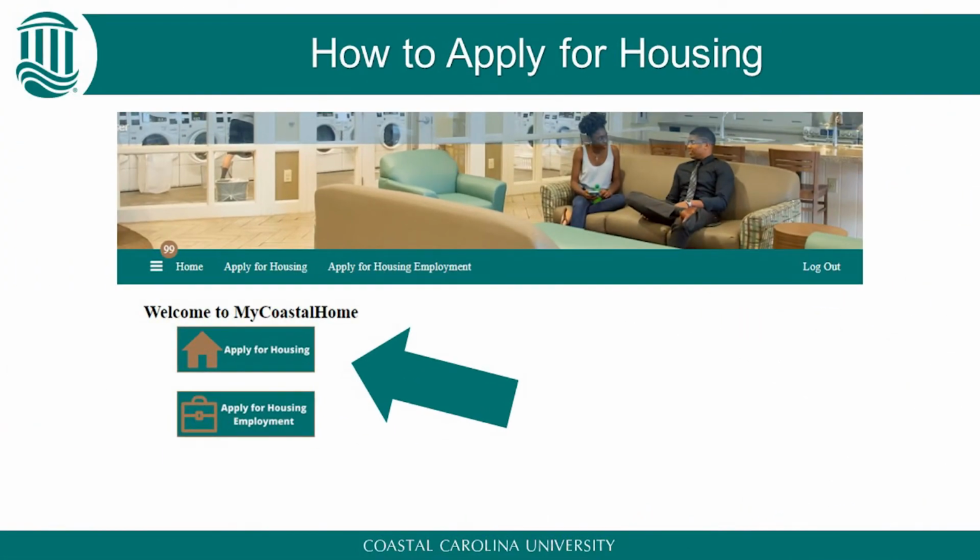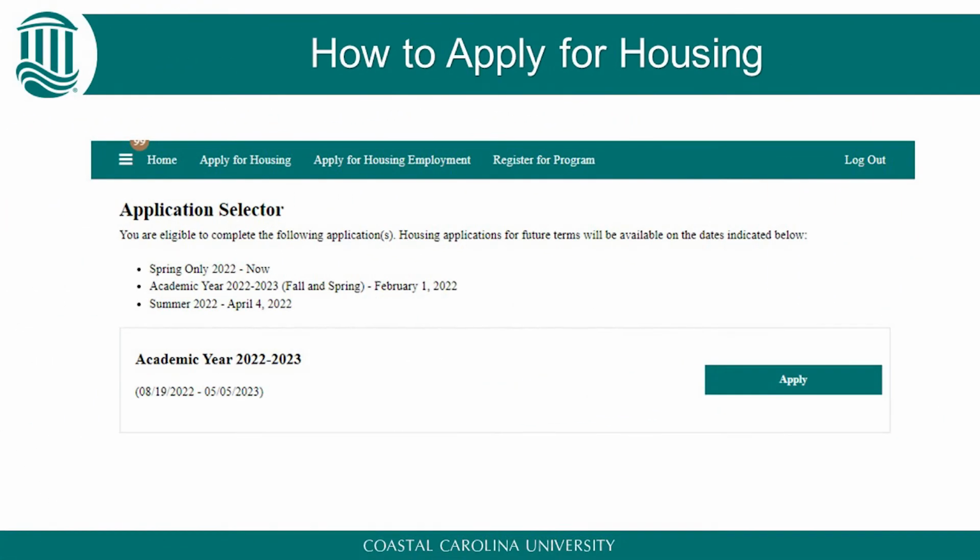Once you have logged in, click on Apply for Housing to start your housing application. We highly recommend the student completes the application versus a parent or legal guardian to ensure we have the student's preferences and the student becomes comfortable with My Coastal Home, because you will use it frequently while you live on campus. Now search for the term you want to apply for and click Apply to start your housing application. There are several pages to complete in the application, and we'll highlight a few of them here.